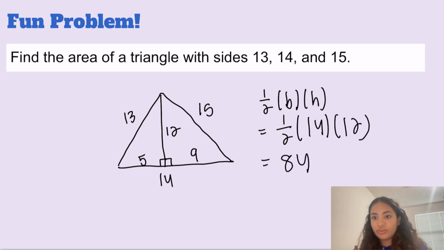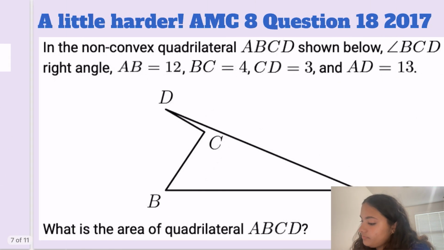Some people may be confused on how we decided to put the 12 for the altitude instead of 5, but 13, 14, 15 triangles are really common in competition math. So when that shows up, they are expecting you to be able to recognize that 12 is automatically the height. I would recommend that you just have that memorized. Anytime a triangle shows up with sides 13, 14, and 15, try drawing it in this way with an altitude of 12 and split it up into 2 separate right triangles.